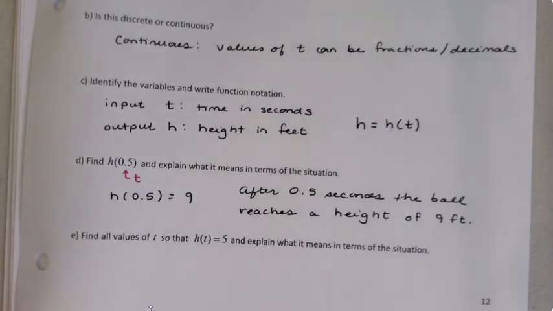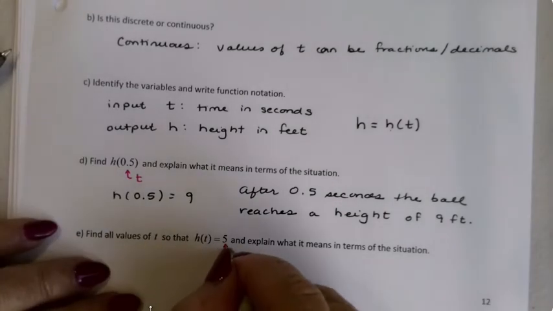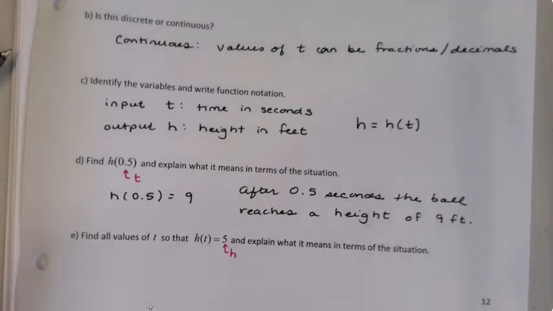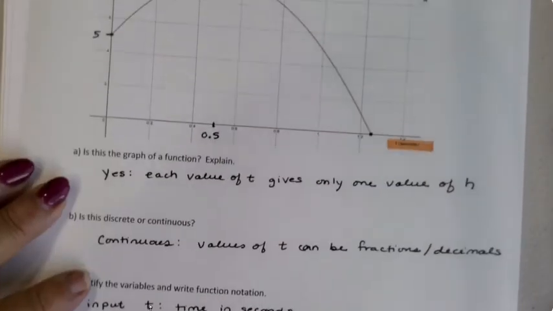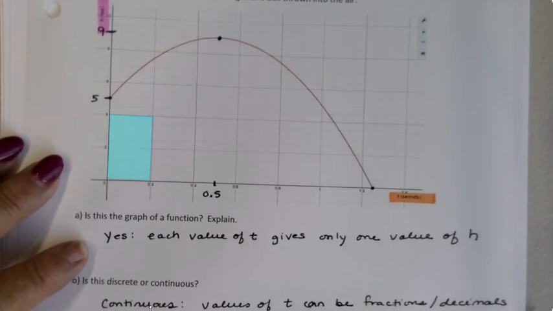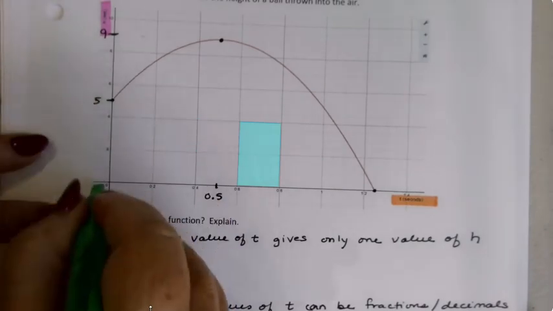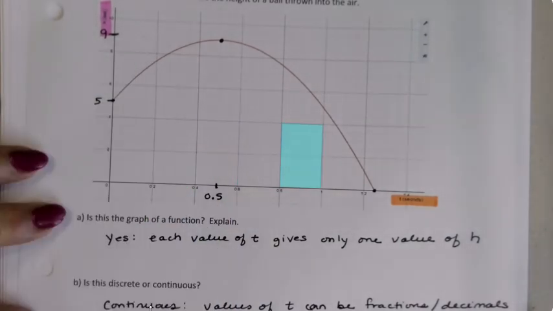All right, the last question on this example, or excuse me, I guess this one goes to the next page. The next question: find all values of t so that h of t equals 5. So this time they gave us the h value, 5, and our goal is to find the t that goes with it. So coming back up here to the graph, here's my h equals 5 right here, and I can see immediately that at time 0, h is 5.